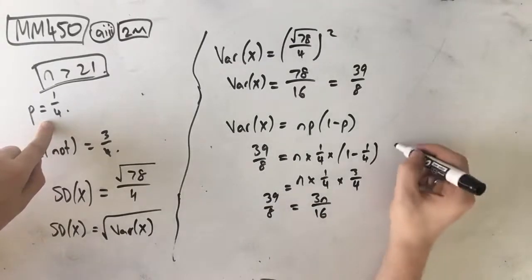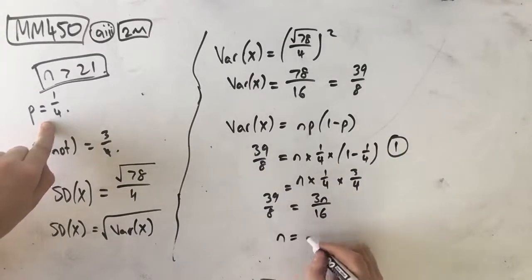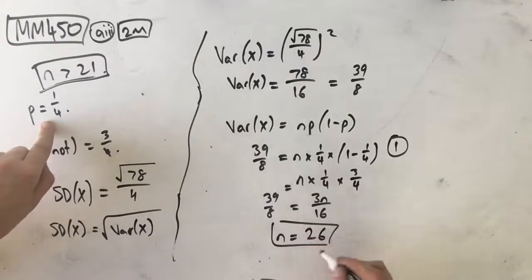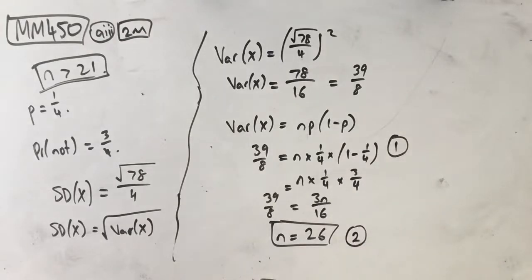This is actually our first mark here, subbing all that in. And rearranging all this, we get n equals 26, which is our n value. And keeping in mind that this should be a whole number because we can't have a decimal number of students, right? So this should come out as a whole number. If it didn't, you've done something wrong. So that is our second and final mark for part A, I. Guys, if you have any questions, please let me know. But for now, let's move on to part B.